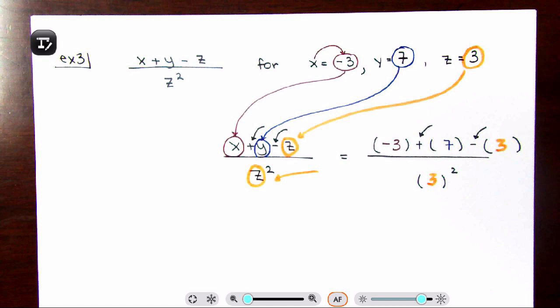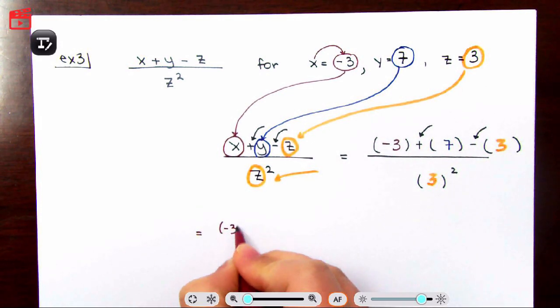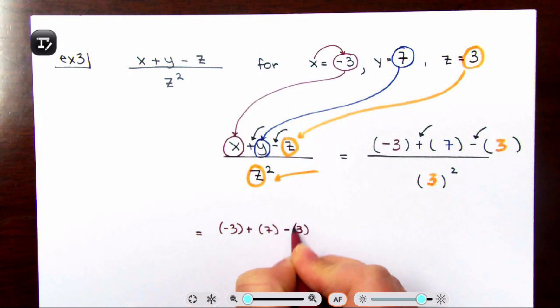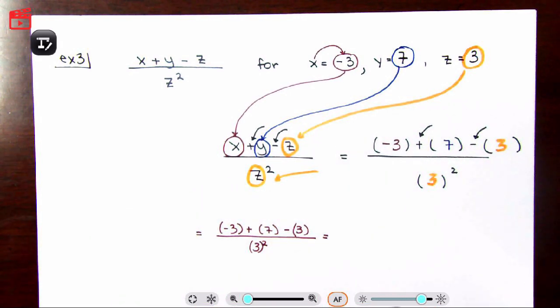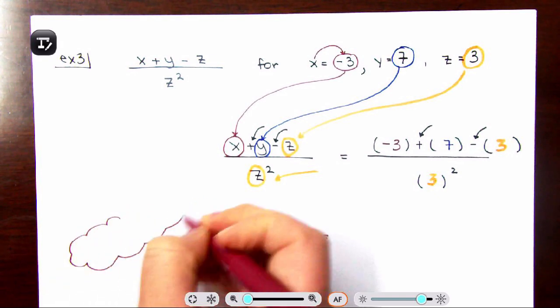Now, when we're solving these, you want to always work with the numerator first and then the denominator. We want to evaluate it. So let's evaluate. I have a -3 plus a 7 minus a 3, all divided by 3 squared. Now, I understand that I didn't really do anything, but that's okay. Here, we're going to use PEMDAS. So here's a thinking bubble. Please excuse my dear Aunt Sally.